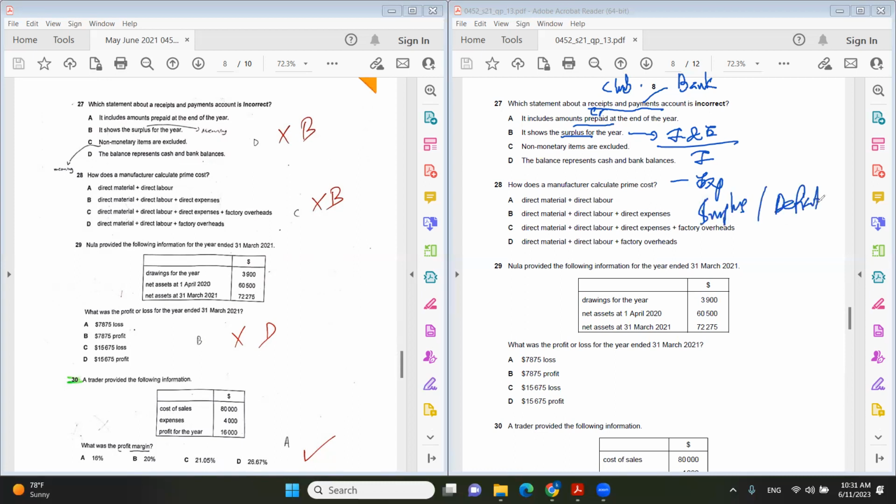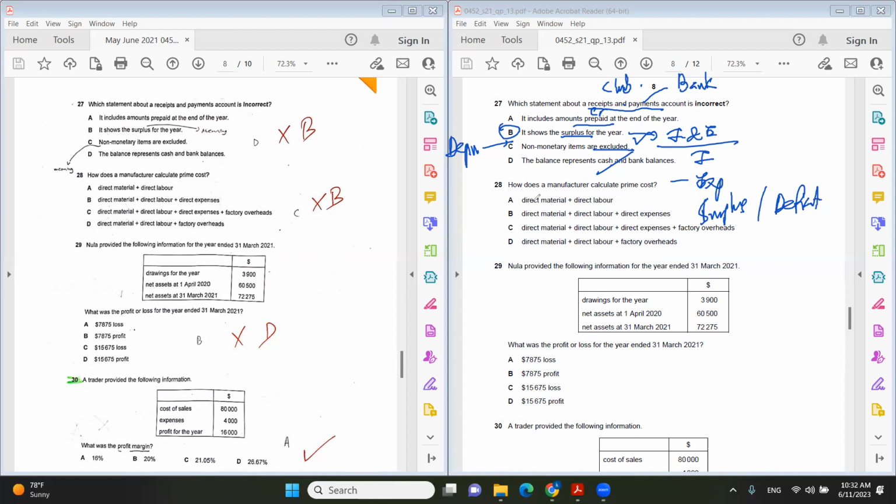So that is for the club. Whereas non-monetary items are excluded. Non-monetary is, for example, depreciation. So excluded, that means this is correct. The balance represents the cash and bank balance. Yes, this account is actually a cash and bank account. But this one is prepared yearly, this one is prepared monthly. Okay, so all these three items are correct, except B, surplus is referred to income and expenditure.